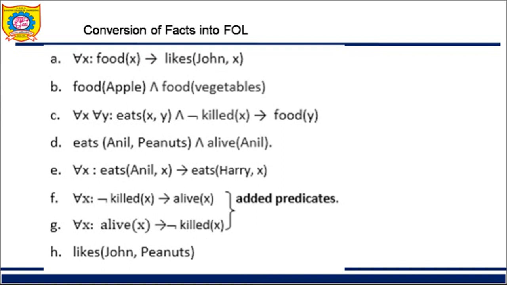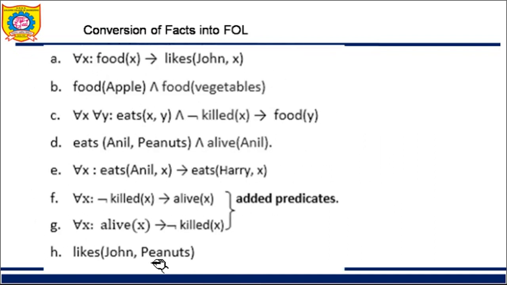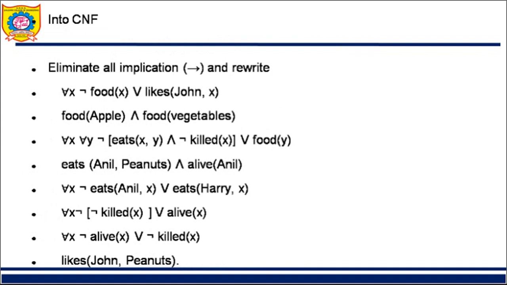Now what we want to prove is that John likes peanuts. Okay, so John likes peanuts, this is what we want to prove. So I'll say likes(John, peanut). Likes is a function, John and peanut are the terms. So here comes our way.